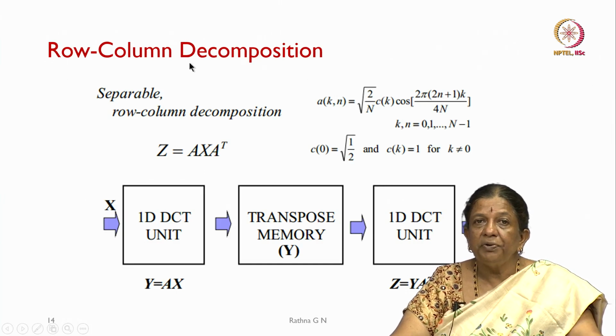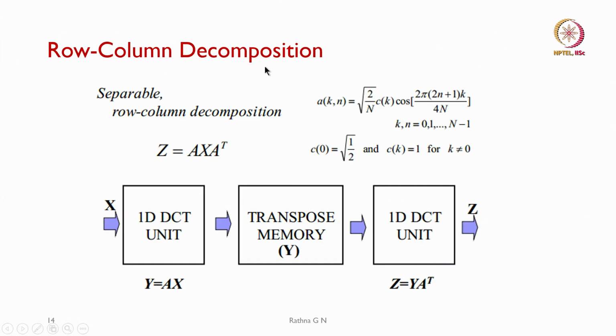Now, how are we going to do the row column decomposition? We said that we will be using separable row column decomposition. In matrix form it is given as Z equals A X into A transpose, and then A(k, n) is nothing but root 2 by n into c(k). N is the order we will be taking, and then these are the cos of (2n plus 1) into k pi divided by 4n.